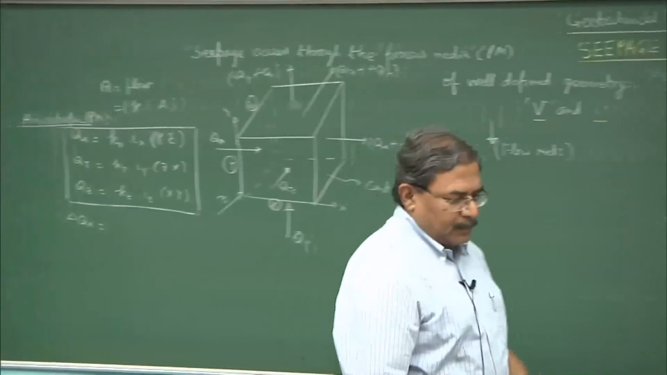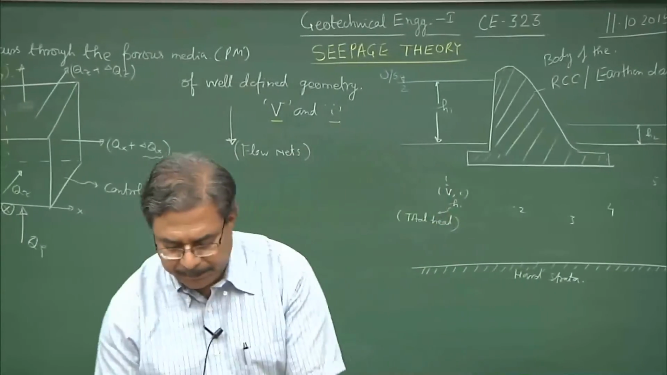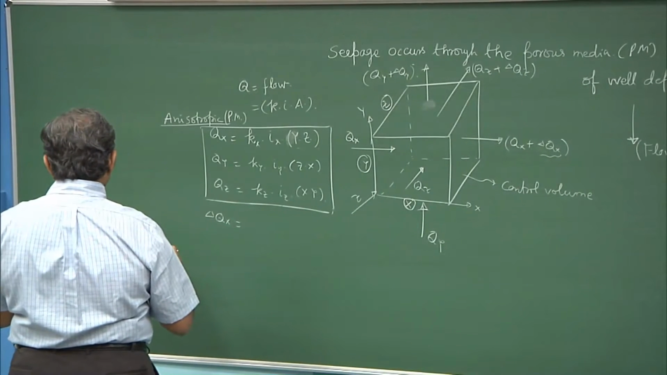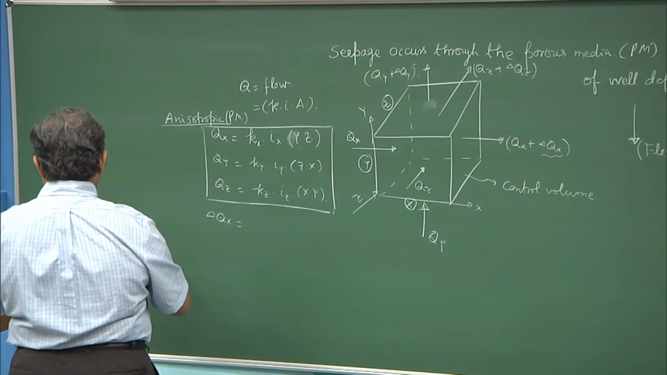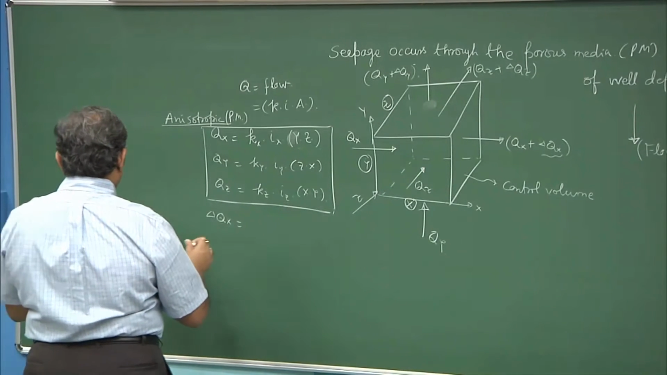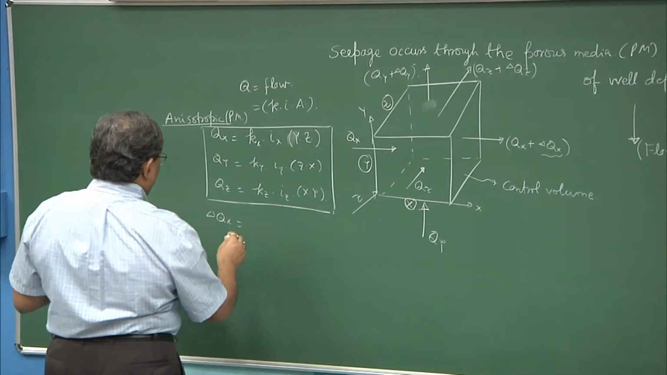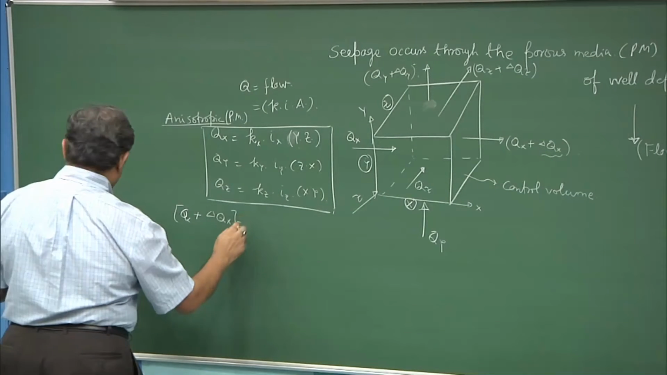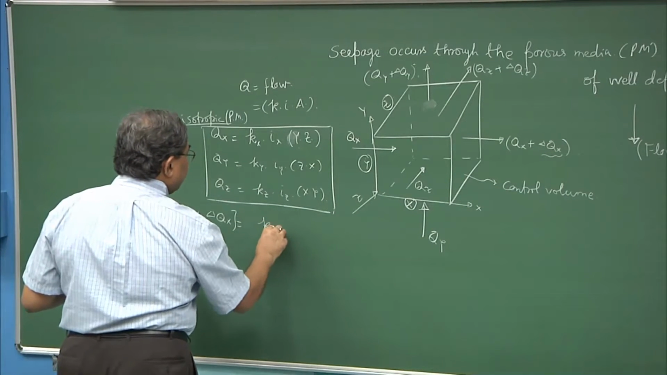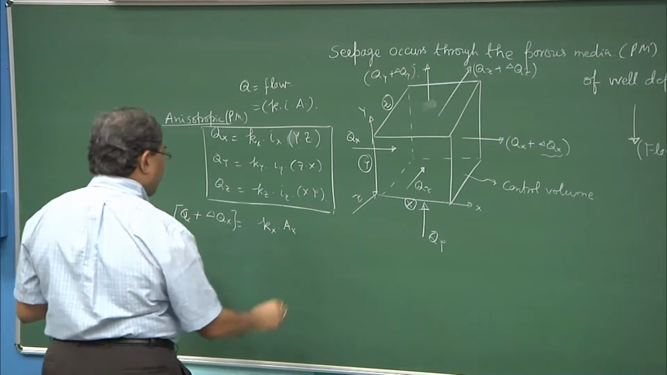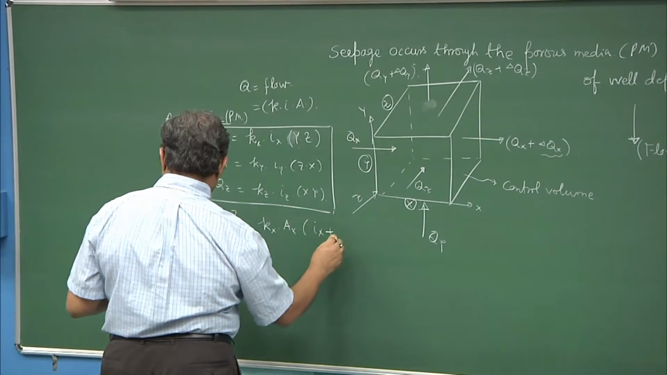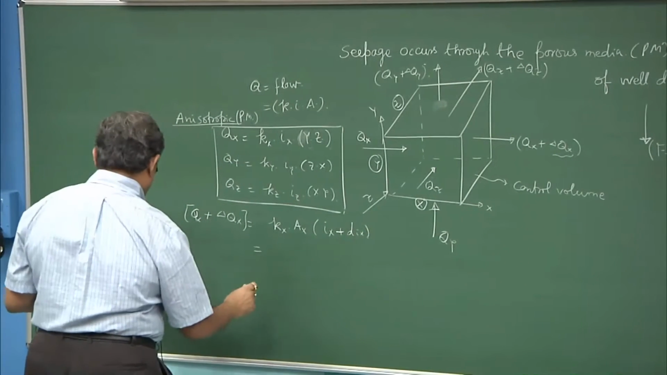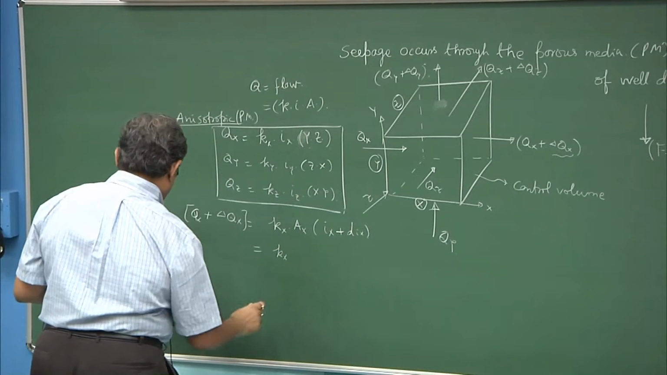I will skip these steps and you can save some time. We can write this as, or what we can do is we can write q plus delta q x as equal to k x into a x into i x plus d i x, which will be equal to k x into a x.